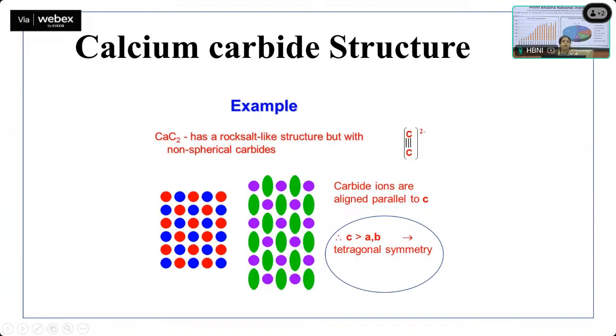But now if you look at it, my chloride ion was more or less spherical, whereas your carbide ion is elongated. So the effect is that the carbide ions get aligned parallel to the C axis, and your symmetry now changes from cubic to tetragonal. Why? Because the C axis is now elongated. It becomes elongated in the Z direction. C becomes greater than A and B, while A and B are equal, and your cubic symmetry transforms to tetragonal symmetry with the placement of ions similar to the rock salt structure. Alright.